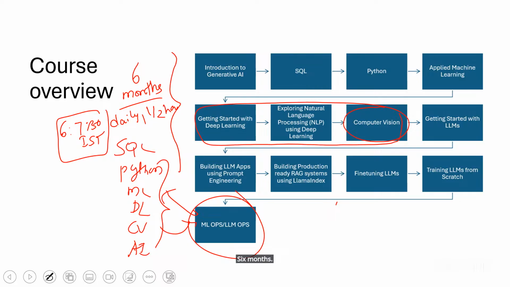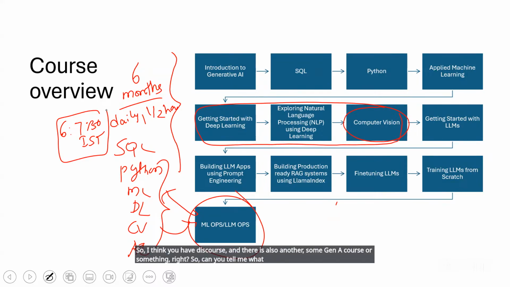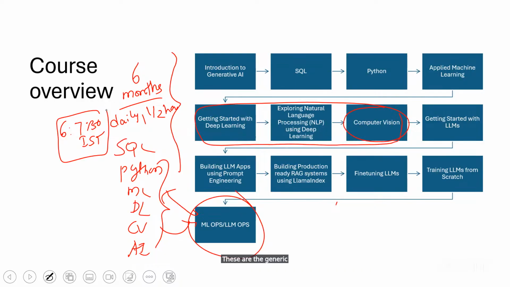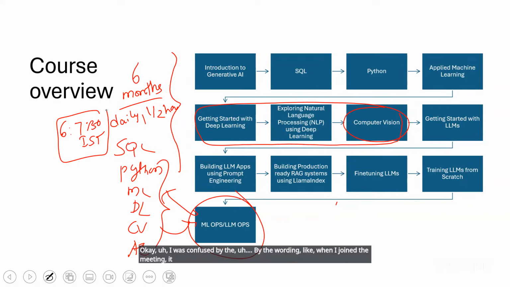I think you have this course, and there is also another Gen AI course or something, right? Can you tell me what would be the difference between this one and that? This is the Gen AI course only, right? Sir, these are the Gen AI topics: get started with LLMs, building prompts, building RAG models, fine-tuning LLMs, MLOps. These are the Gen AI first course. Okay. I was confused by the wording. When I joined the meeting, it said data science, so I thought maybe there's more of a data science kind of thing and a separate Gen AI course. Okay, but that's not the case. It's the same course.